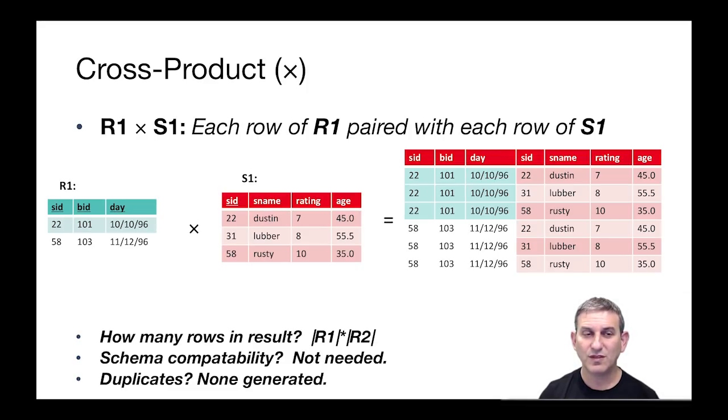So the number of rows in the result is the number of rows in R1 times the number of rows in R2. Recall the term cardinality. Those bars around the relation instance names are expressing cardinality, which means the number of distinct rows.